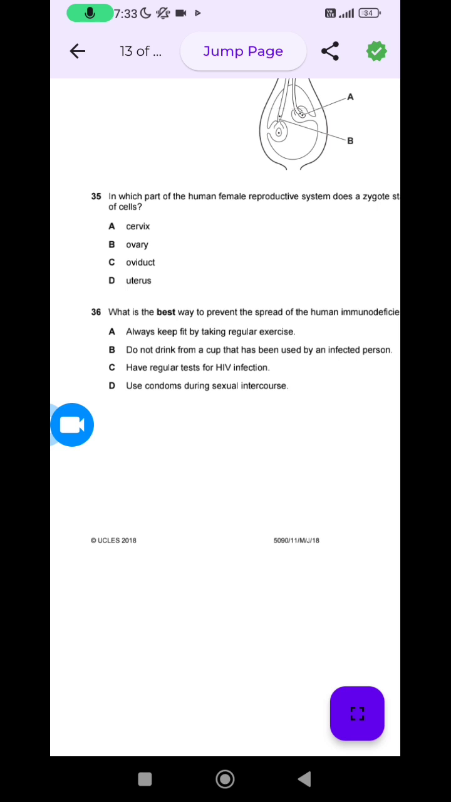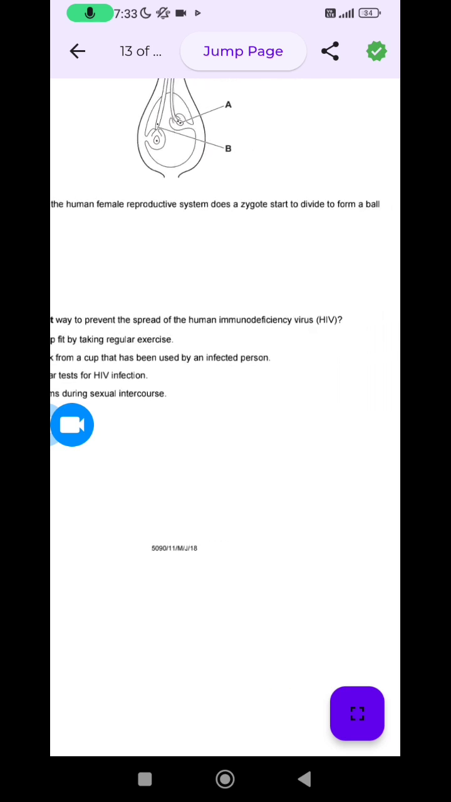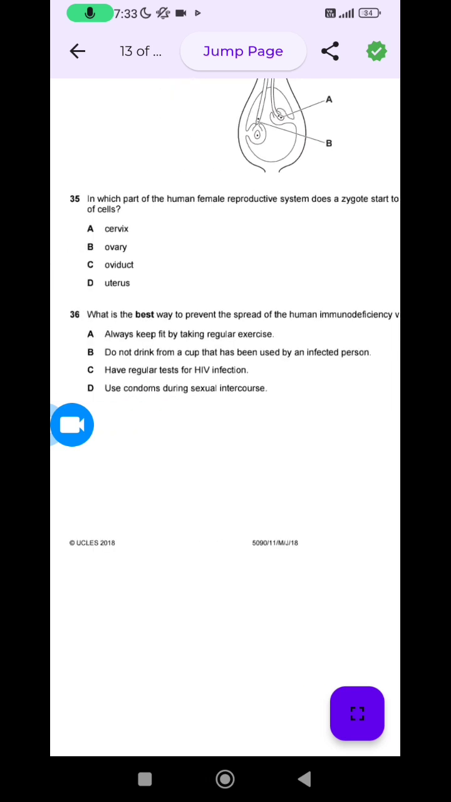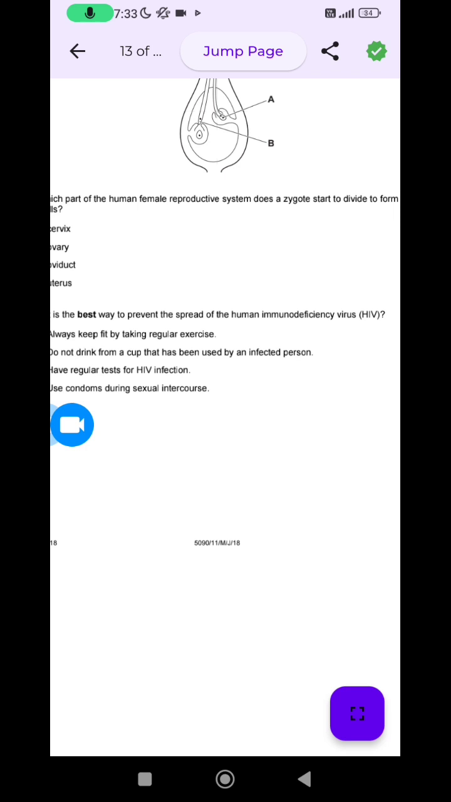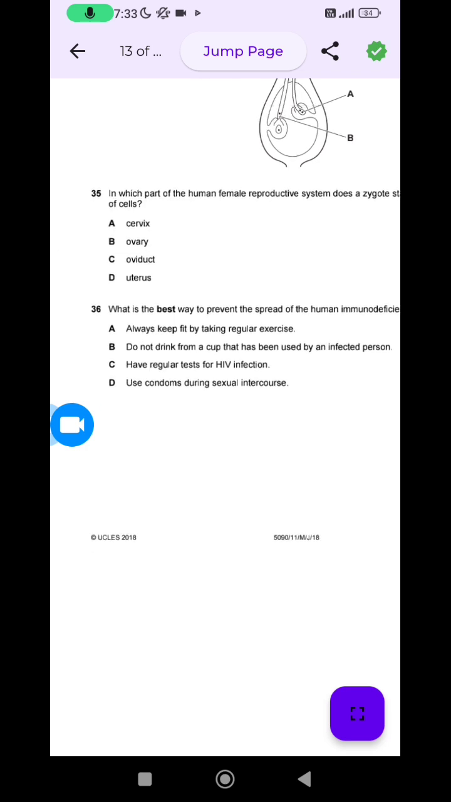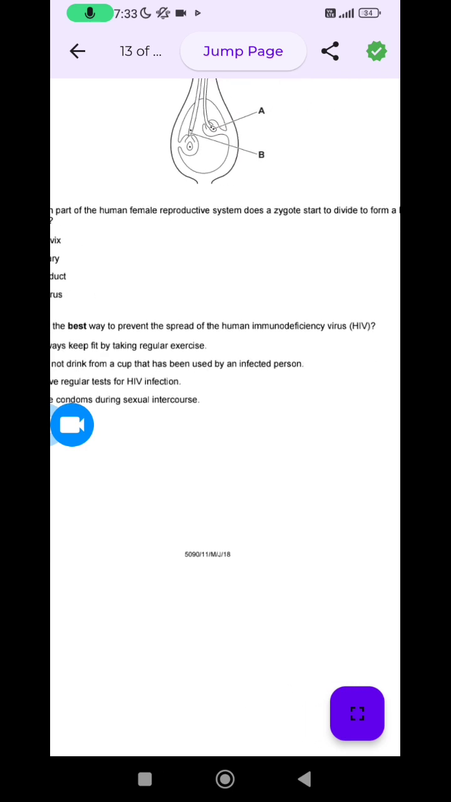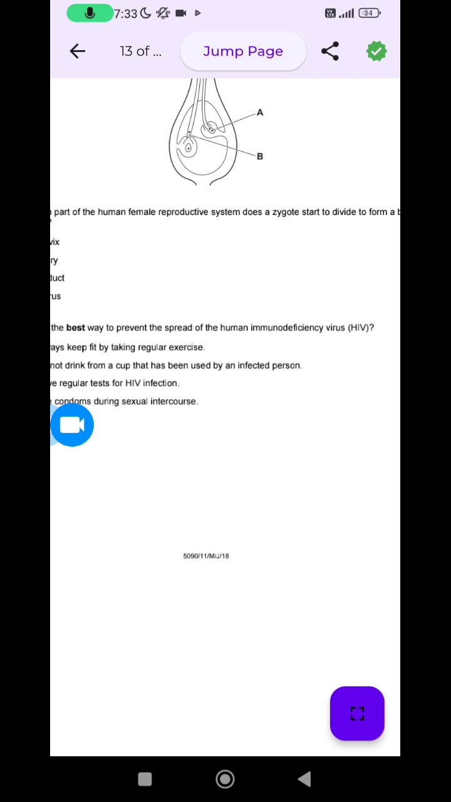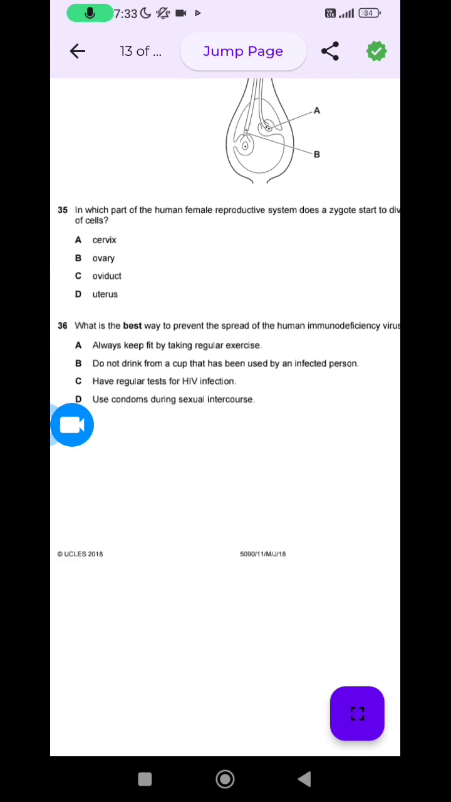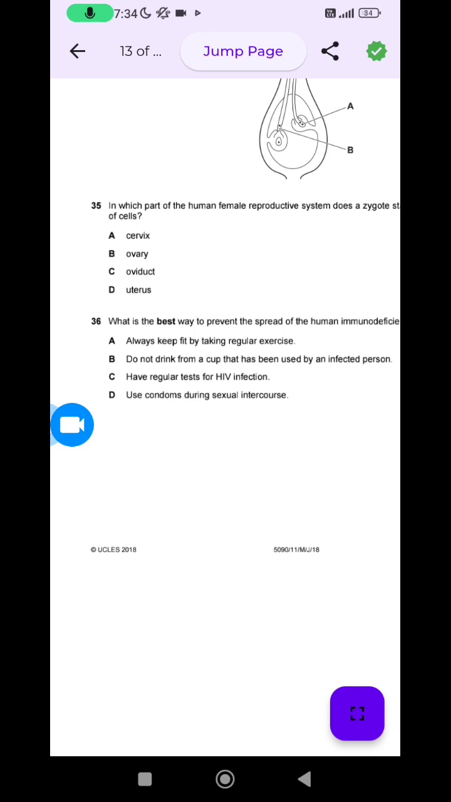What is the best way to prevent the spread of human immunodeficiency virus? Alright, what's the best way? Let's see the options he has provided. Always keep fit by taking regular exercise. Now, the best way will be to not share things with people that involve blood, or use condoms during sexual intercourse, so that it's not spread through interaction.